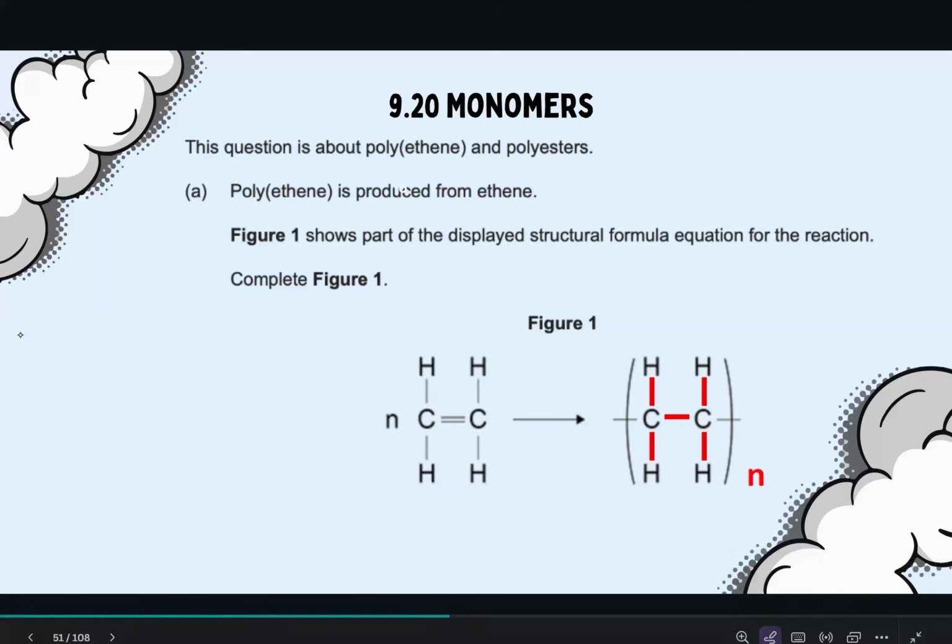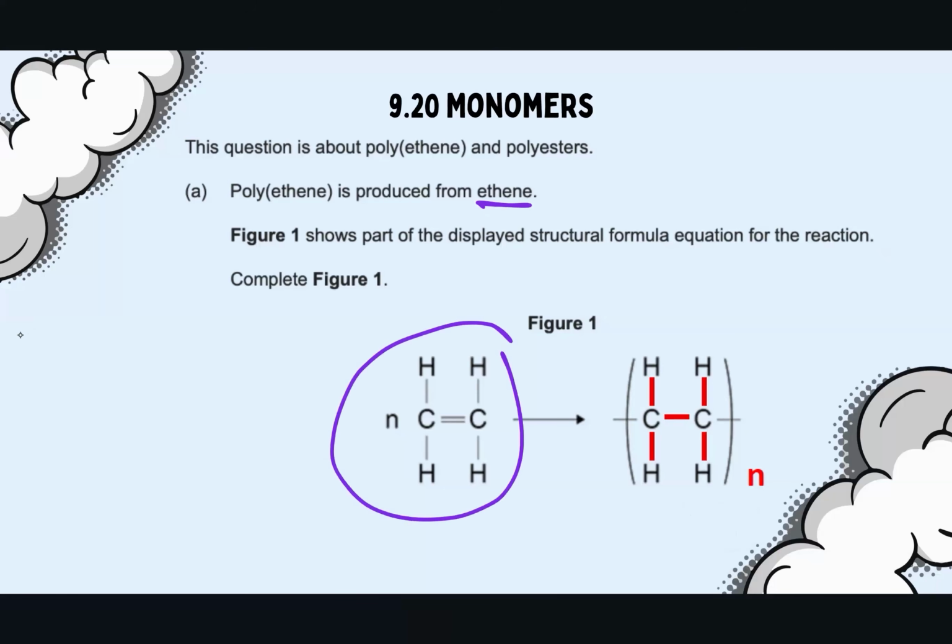So we've got polyethene. It's produced from ethene. Figure 1 shows part of the displayed structural formula equation for the reaction. So it shows this side. Now on the right hand side, it didn't show the single bonds. So all you have to do is complete figure 1 by adding in these single bonds, just to show that you understand that that double bond breaks and just becomes a single bond.